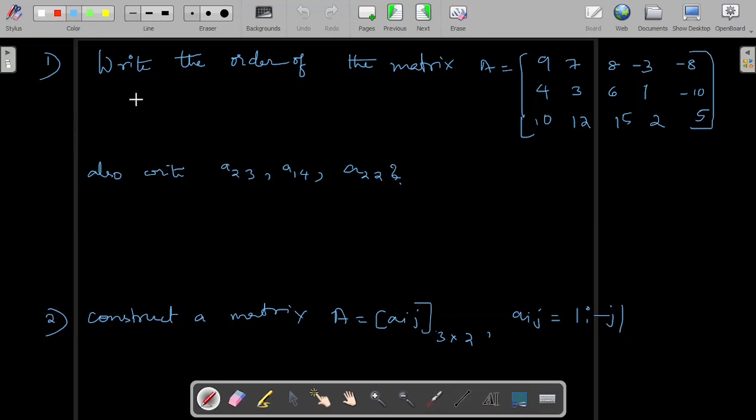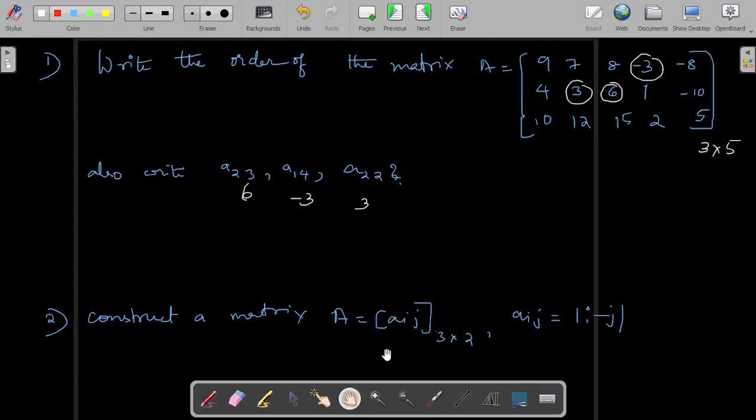Now I will solve a few problems. Write the order of the matrix. The matrix is given here. Also write A23, A14, A22. So what is the order of this matrix? There are 3 rows, and count the columns: 5 columns. So it is 3 by 5. A23 means the element in the second row, third column. Second row is this 1, 2, 3, and third column is this, so second row, third column, it is 6. A14 is the element in the first row, fourth column, that is this, minus 3. A22 means the element in the second row, second column, which is 3.